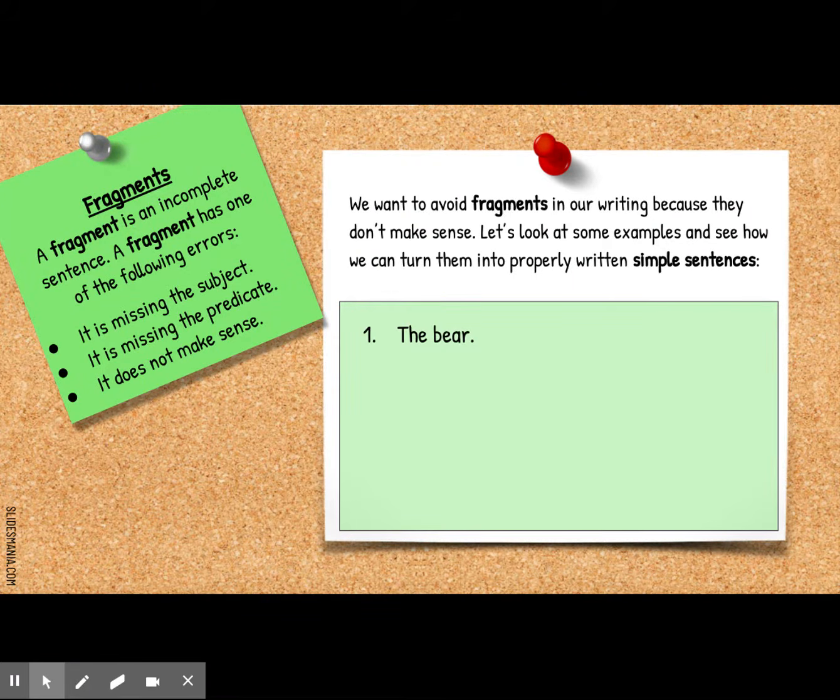Number 1, the bear. This is a fragment because we don't know what the bear is doing. We are missing the predicate. The bear slept in leaves. Now we know what the bear is doing.